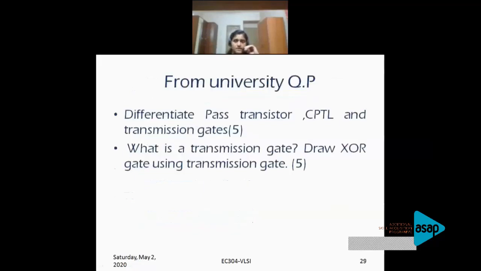And just like what we have seen in the last session, from the university question papers, I've just copied the questions related to transmission gate.